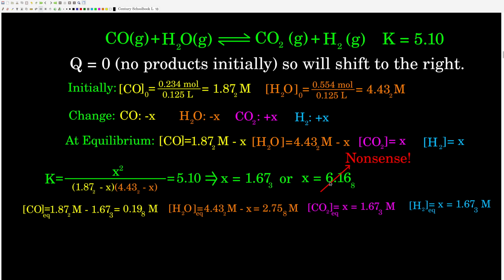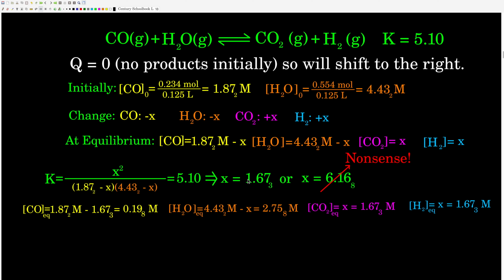Now, one of the roots, we can use our chemical knowledge to throw out as nonsense, because if x is 6.16, that means at equilibrium we would have negative concentrations for both carbon monoxide and steam. And that's nonsense. It makes no sense chemically whatsoever. So we can just throw that root out. The one that's left does make sense, and that will be our answer.